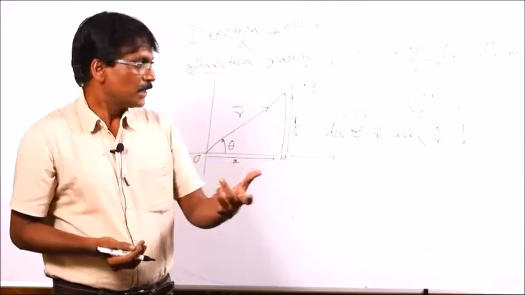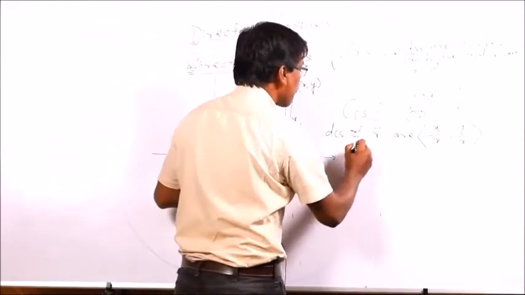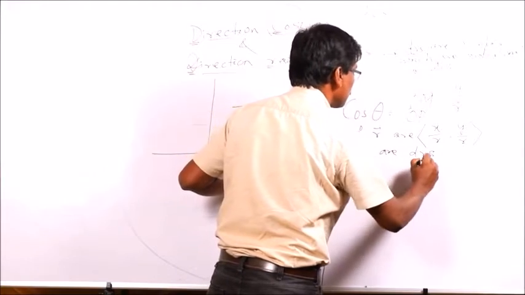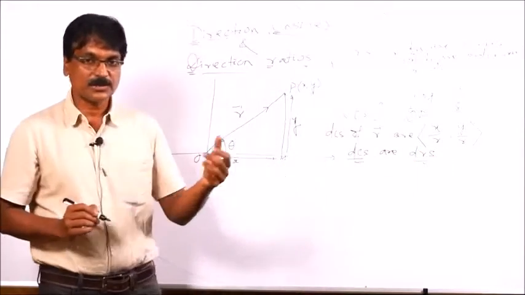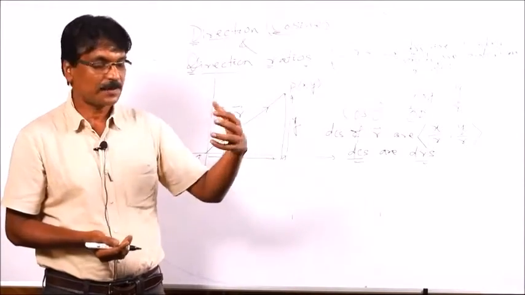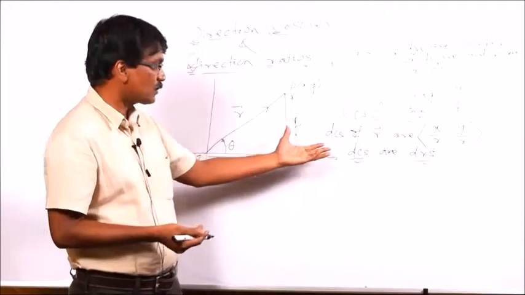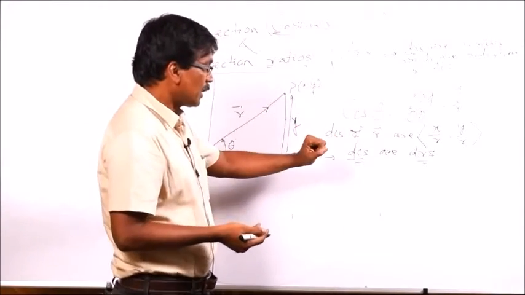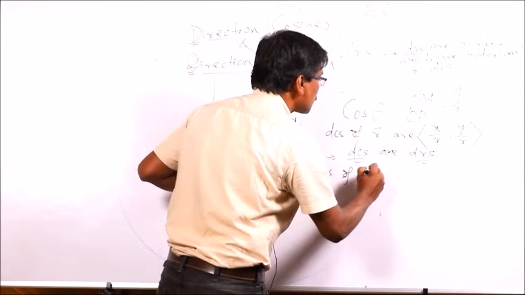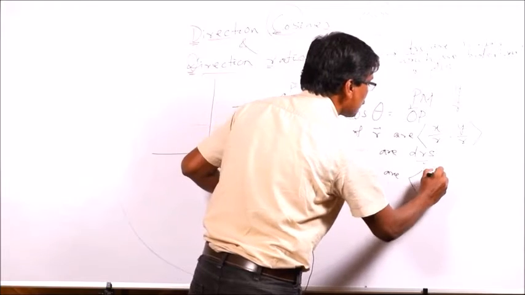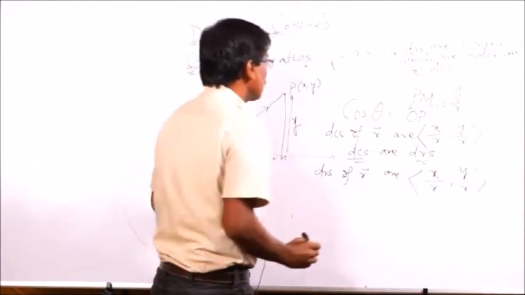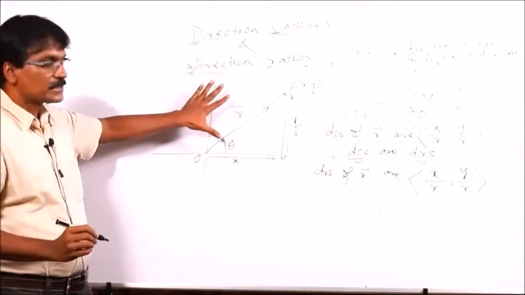So, obviously, direction cosines are direction ratios. So, those which are direction cosines, that is also direction ratios, because every number is proportional to itself. So, direction cosines are proportional to their number. So, direction ratios of r vector are also x by r, y by r. So, this is about 2 dimension.